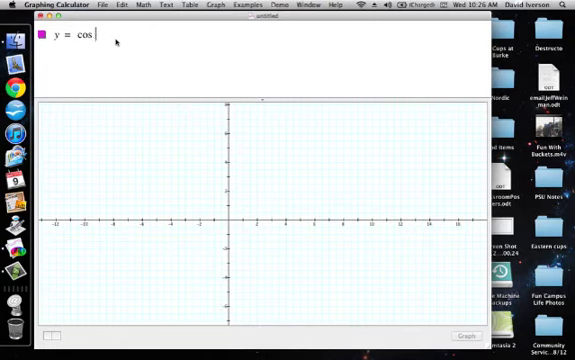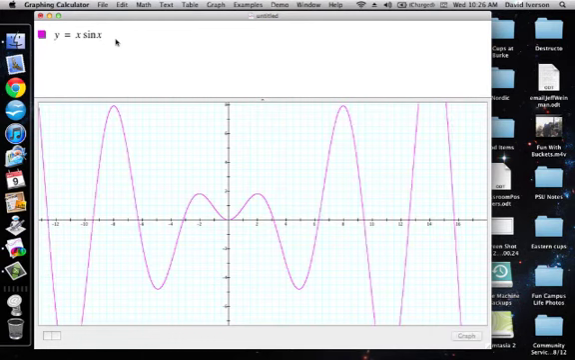If I do x, which is an odd function, times sine x, that's an odd function. An odd function times an odd function should give me an even function. And sure enough, that's what I get. An odd function times an odd function gives me an even function. Going through it really quick because we got a lot to fry.